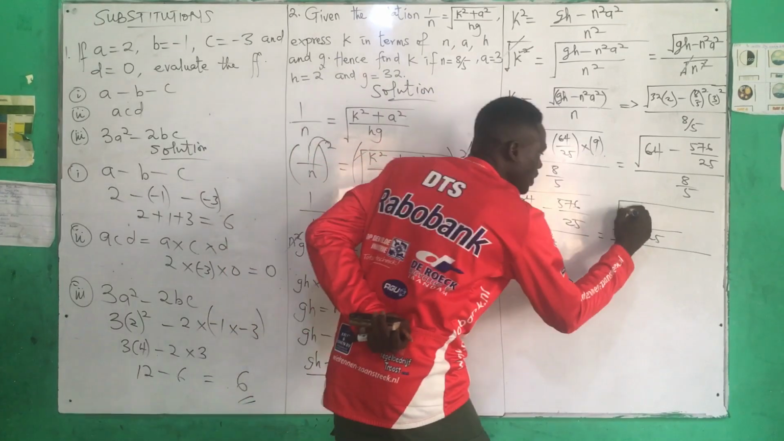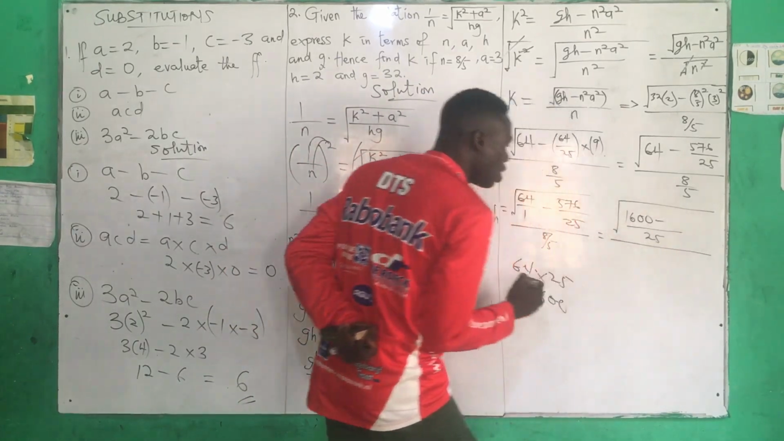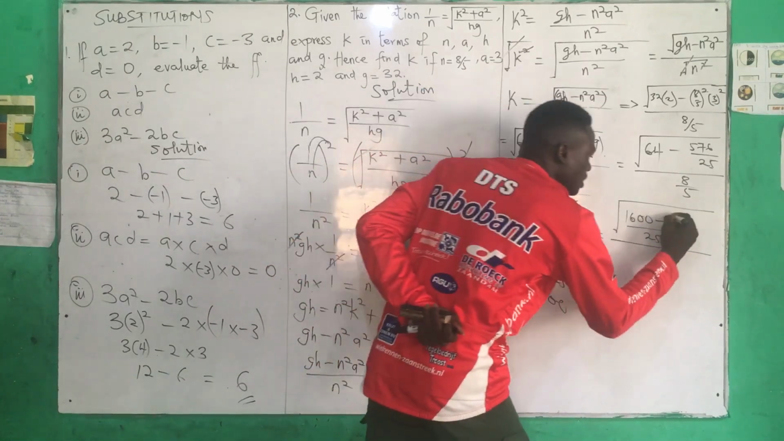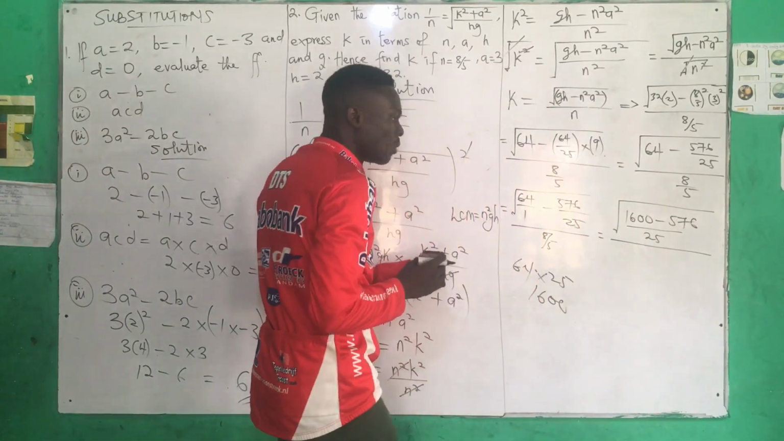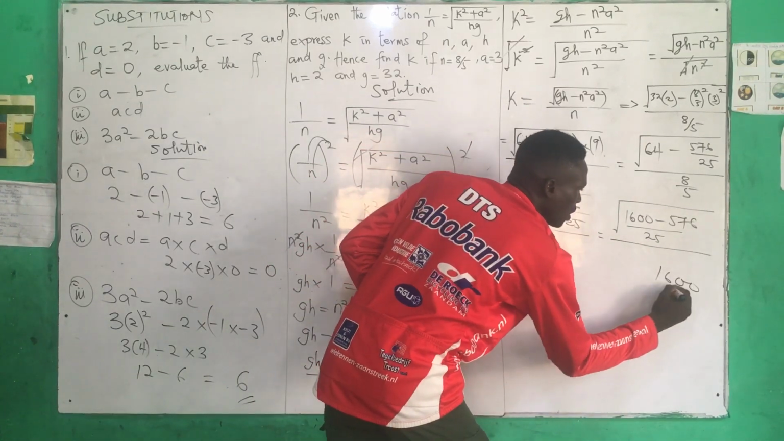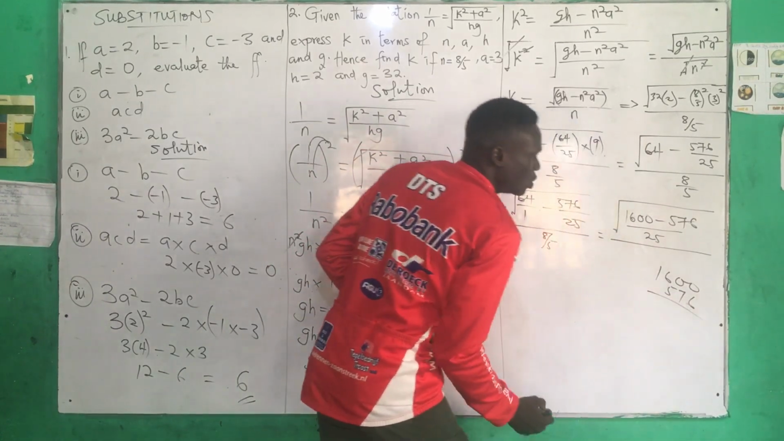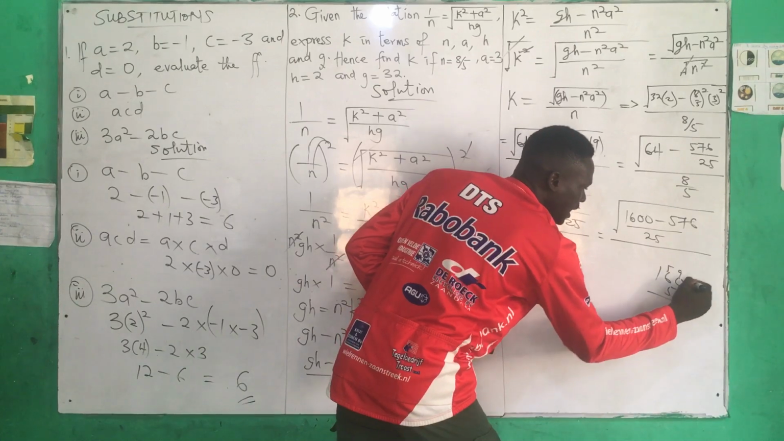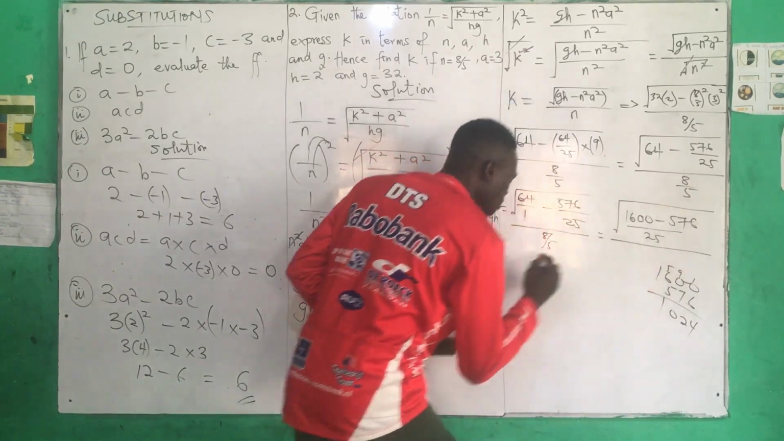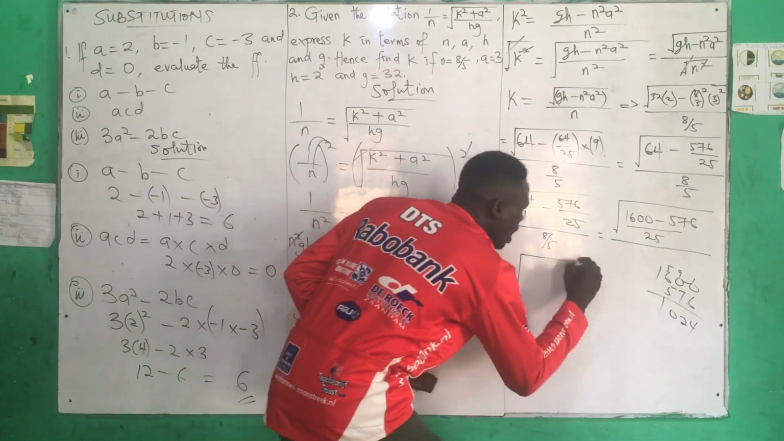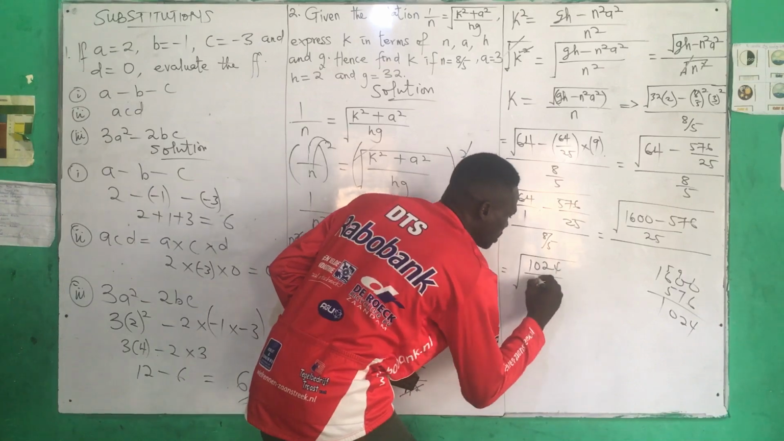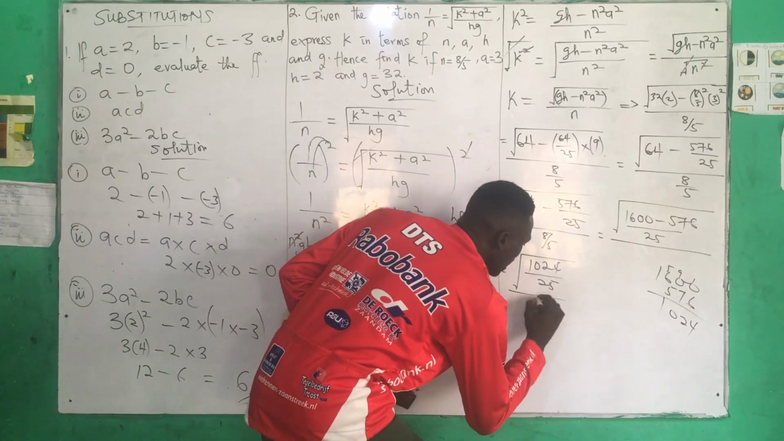Yes, we are correct. So we have 1,600 minus 576, since 25 goes into 25 once, and 1 times this is 576. Now what do we do? We subtract the numerators. So 1600 minus 576. You subtract, you borrow: 1024. So subtracting the numerator, you now have the square root of 1024 over 25, all over 8 over 5.